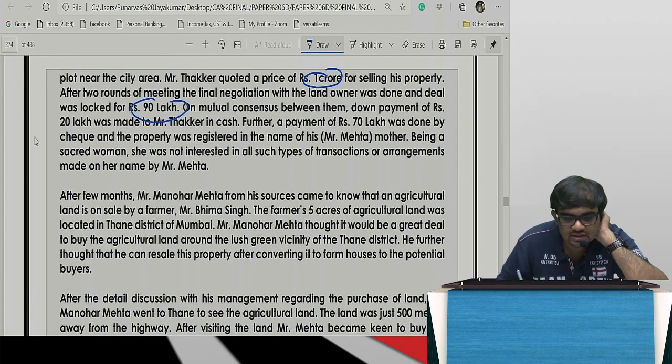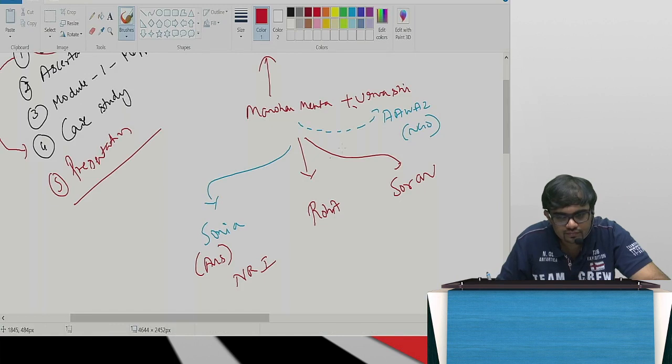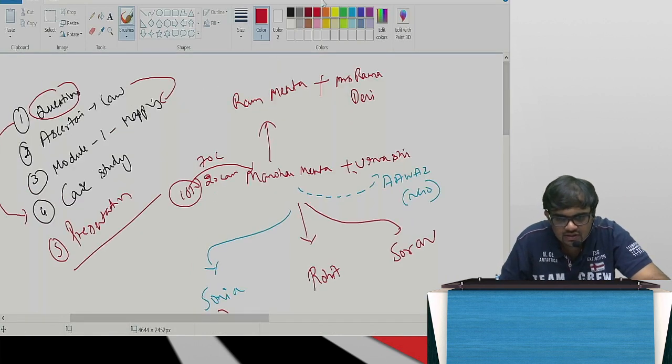Mutual consensus, 20 lakh in cash, 70 lakh by cheque. And it was registered in the name of Mr. Mehta's mother. So the 10,000 square feet plot was bought by Manohar, 70 in cheque, 20 in cash. But it was registered in the name of Mrs. Rama Devi, a Benami transaction.